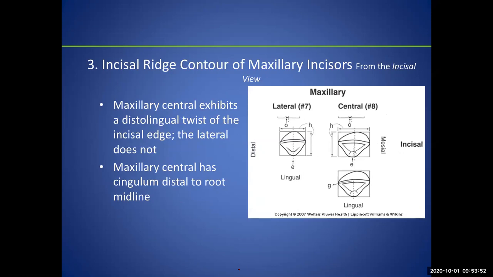Maxillary centrals exhibit a distal lingual twist of the incisal edge. That distal lingual twist versus the lateral does not. This is that distal lingual twist. The maxillary central has a cingulum distal to the root midline because of that distal lingual twist. And when we talk about the mandibular anteriors, we're going to be talking about a distal lingual twist as well. These are identifying marks. It gets more thrilling, doesn't it?